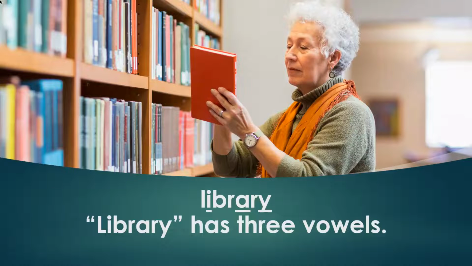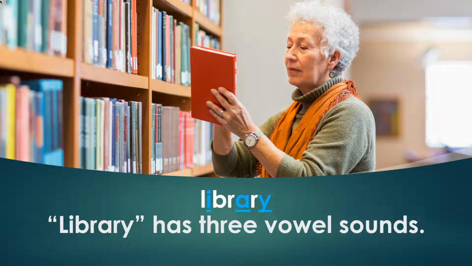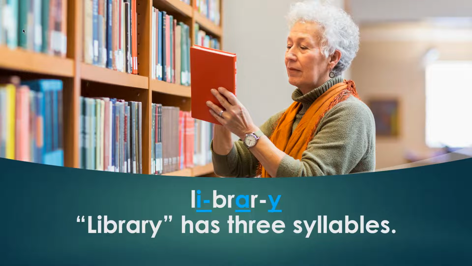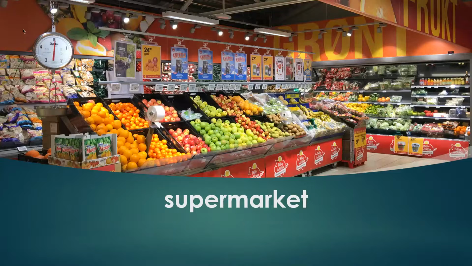Library. Library has 3 vowels. We're counting the Y as a vowel because it has a vowel sound to it. Library has 3 vowel sounds. The I, the A, and the Y all make a separate sound. So library has 3 syllables.